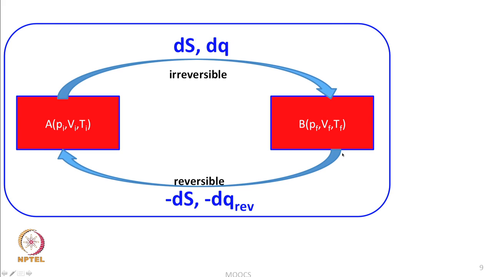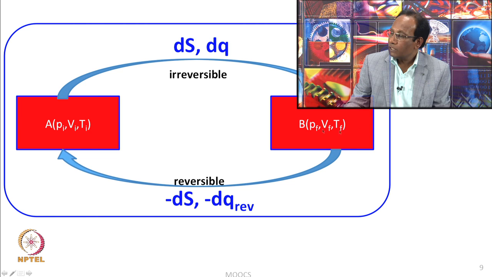Now, when I go back from B to A, remember that I am saying Ti is equal to Tf, that is isothermal condition. When I go from B to A, let me ensure that the path is reversible. Since entropy is a state function, therefore instead of ds, now it will be minus ds, because it is going back. So it has to be with a negative sign.